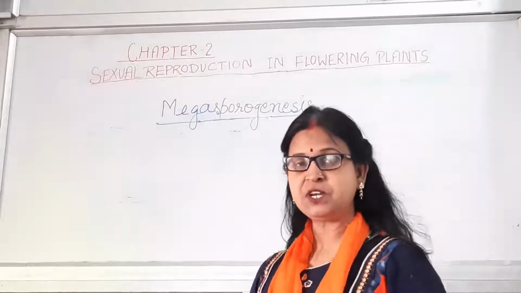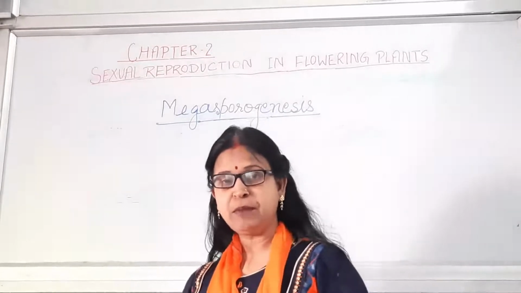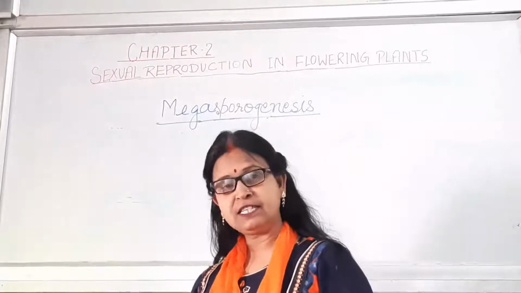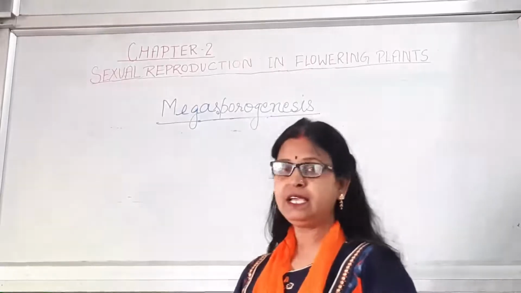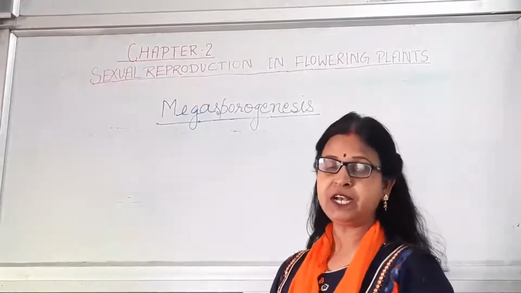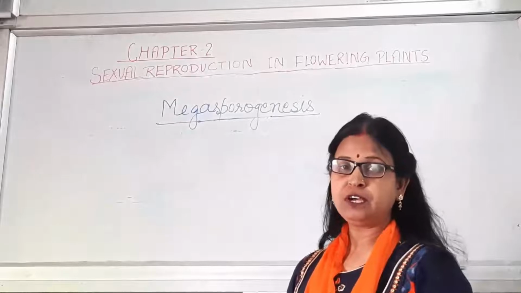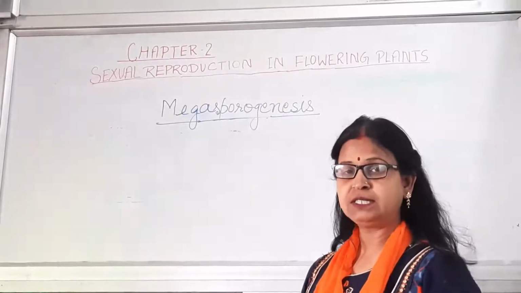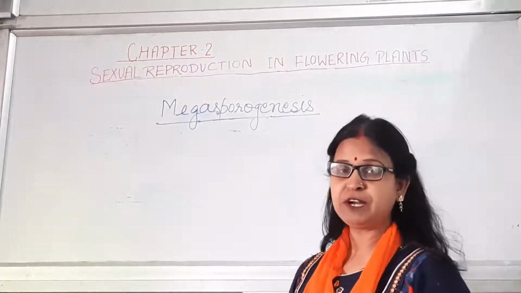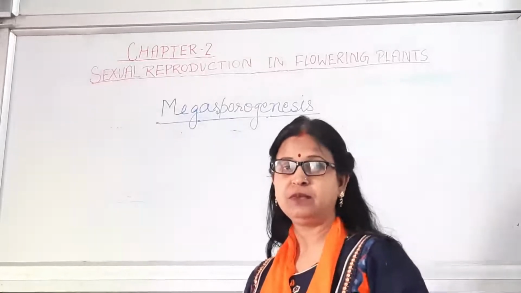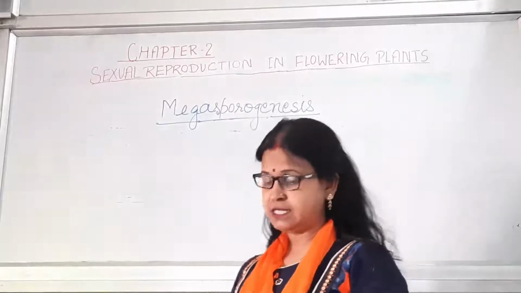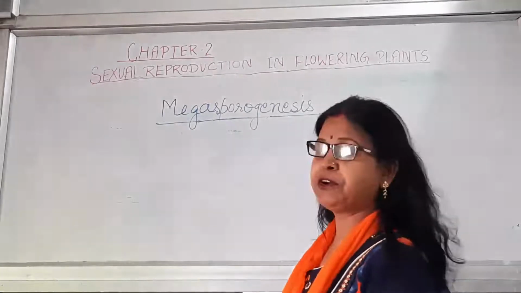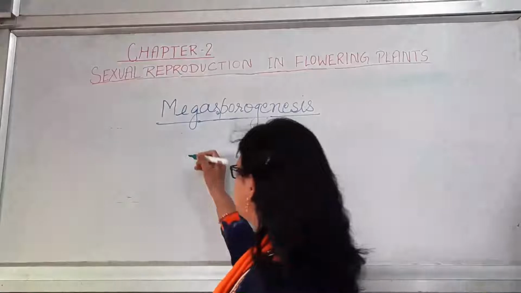In the previous section we had discussed microsporogenesis, that is, pollen grain formation, the male gametophyte formation. Here it is the megasporophyte formation. Now, what is the female reproductive part? Gynoecium. That is the innermost whorl of the flower, which is responsible for the production of the female gamete.